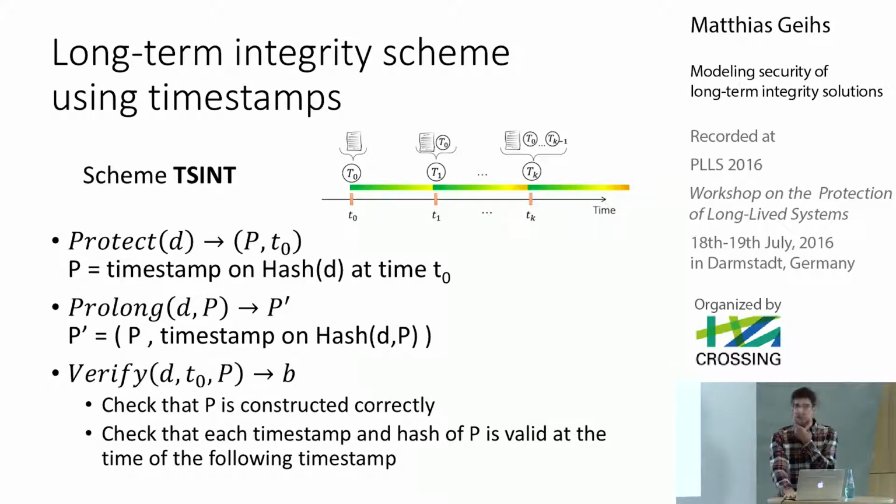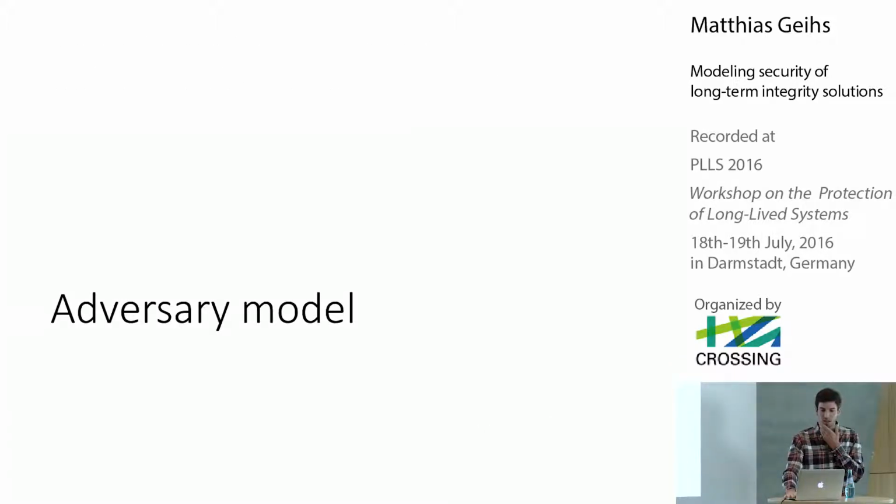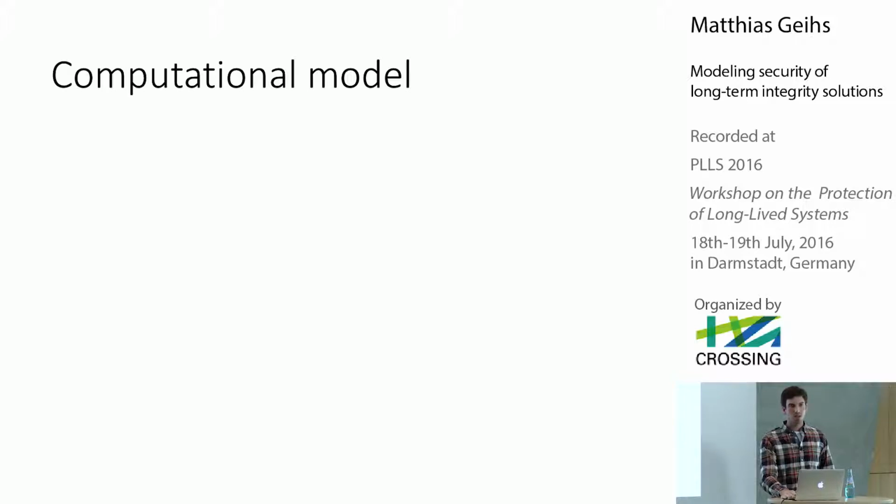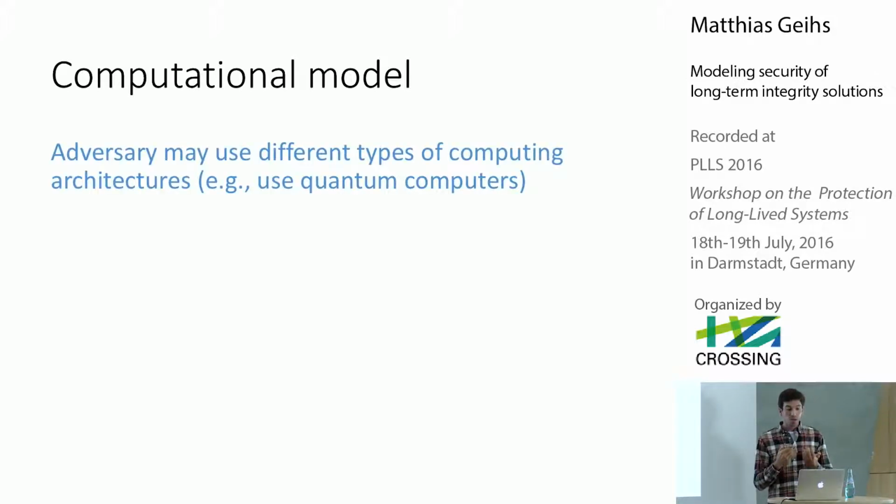Okay. So what is the adversary model that we have to consider in the context of such a scheme? First of all, we want to think of the computational model. And here I think it's important in the long term that we do not just allow adversaries to be modeled as Turing machines, for example, which may only efficiently evaluate Boolean circuits, but we also may have to face an adversary which uses a quantum computer, and then he may actually do efficient computations in quantum circuits.